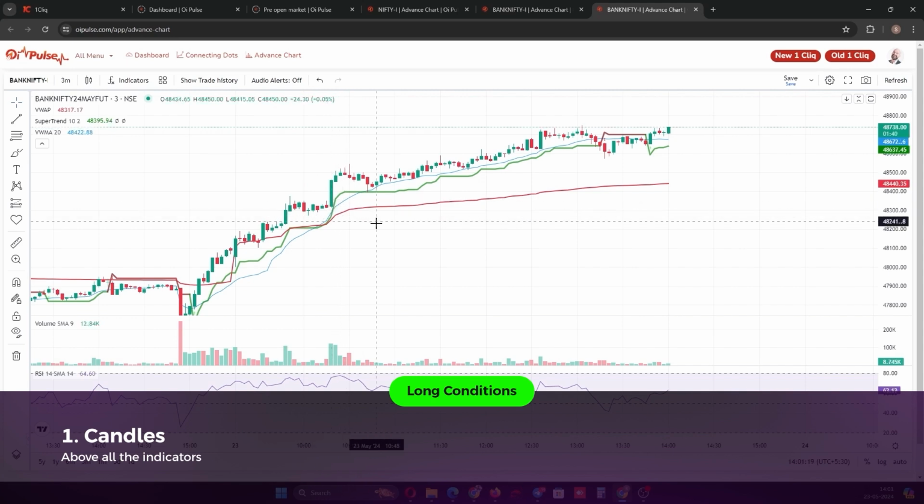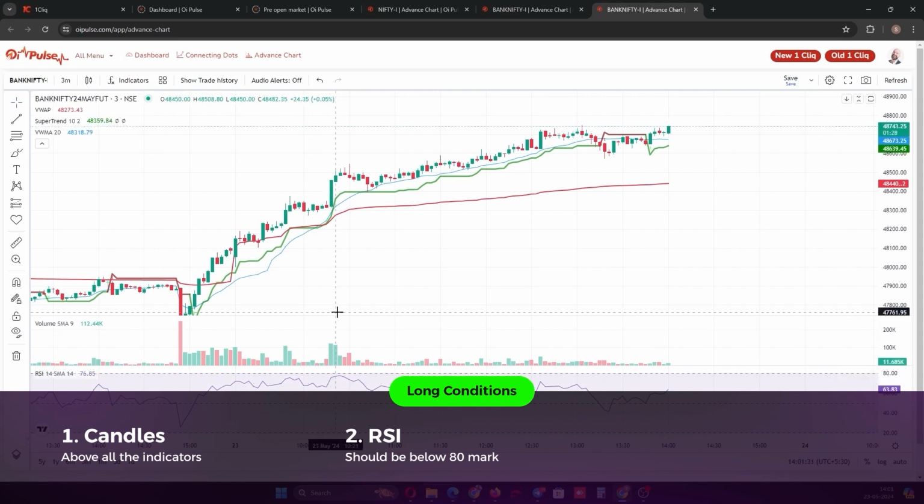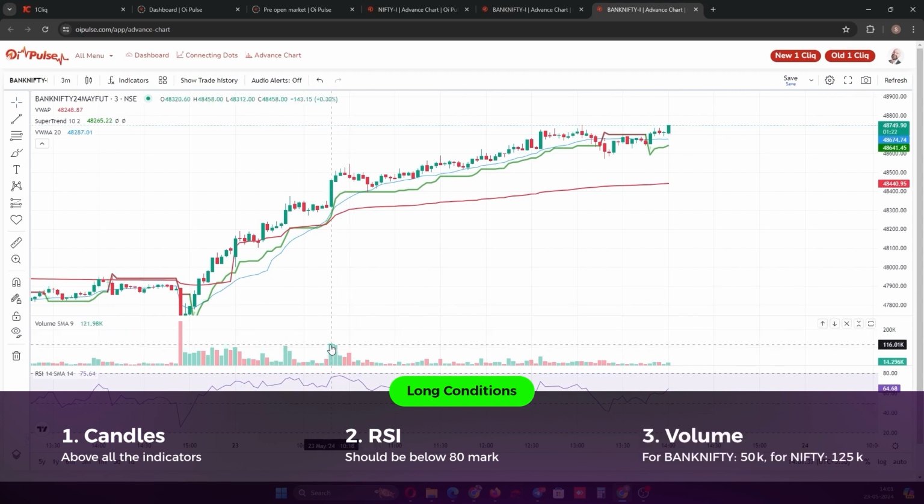That is first condition. Second condition, the RSI should not be more than 80. So the RSI should be less than 80. That is the second condition. Third condition, the volume. Here we will be using volume different for Nifty and Bank Nifty. For Nifty, we will be using 125K per 3 minutes candle, and for Bank Nifty 50K volume per 3 minutes candle. So in 3 minutes, if you are getting 50K 2 consecutive volume candle, then it has satisfied the rule.